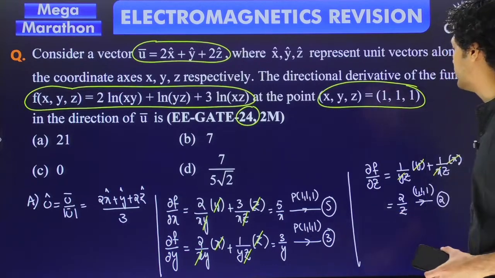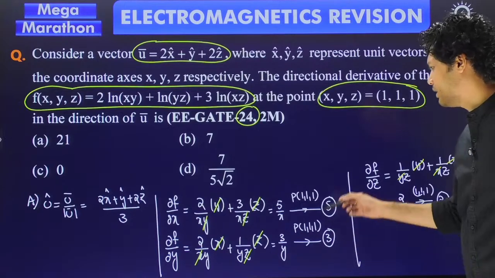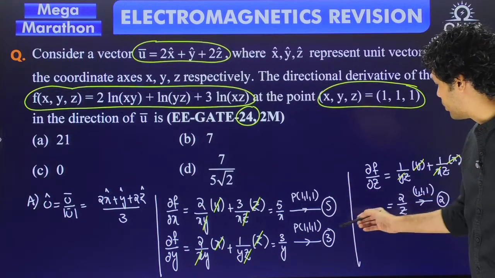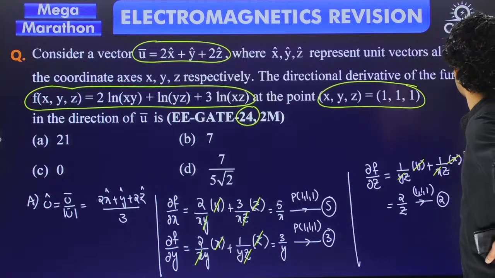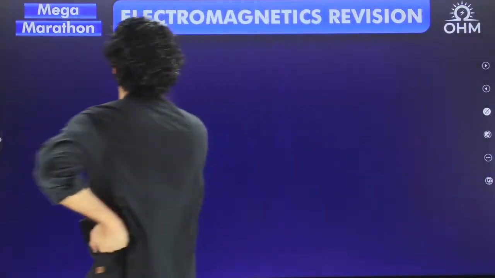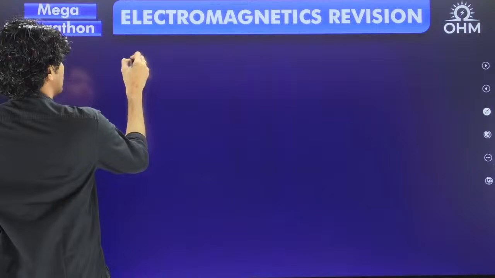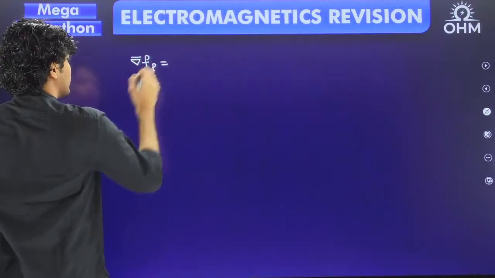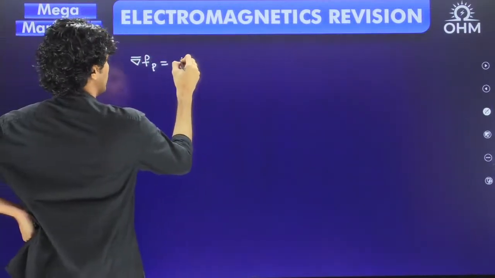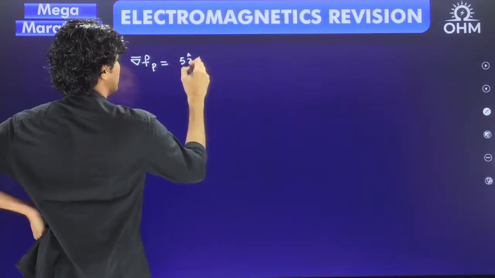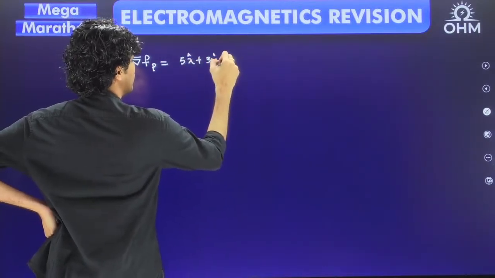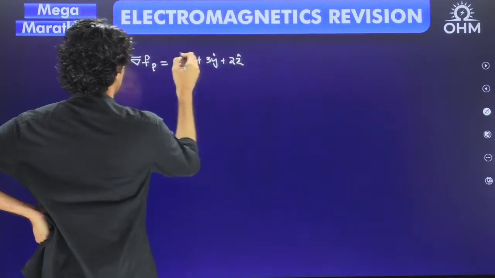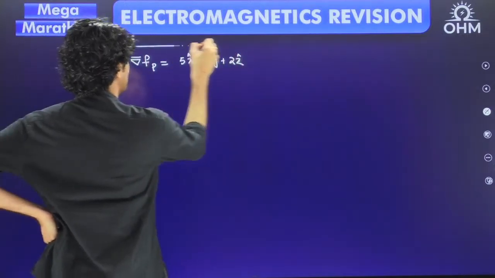You can solve with me parallelly. So finally the x component is 5, the y component is 3, the z component is 2. Accordingly we get the gradient of the function at the given point, with the point directly substituted, equal to 5x cap plus 3y cap plus 2z cap. So this is the gradient function.